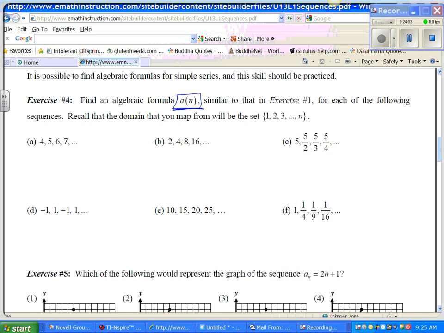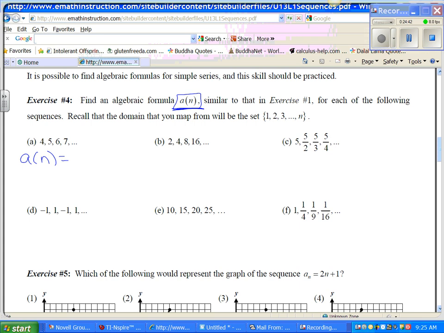Just like when we talked about number 1, exercise 1A, you have the formula, you plug in 1 to find the first term, 2 to find the second term, 3 to find the third term, right? So we want to come up with a formula that fits this one. A of n equals, I need a formula that's going to fit this, keeping in mind that the first number I'm going to plug in for n is 1. What's my first term? 4. So I need some formula that when I plug 1 in is going to give me 4 for the first term. When I plug in 2, it's going to give me 5. When I plug in 3, it's going to give me 6, so on and so forth.